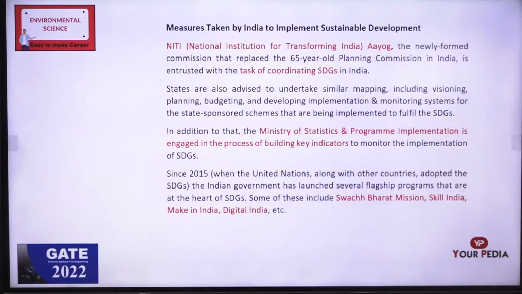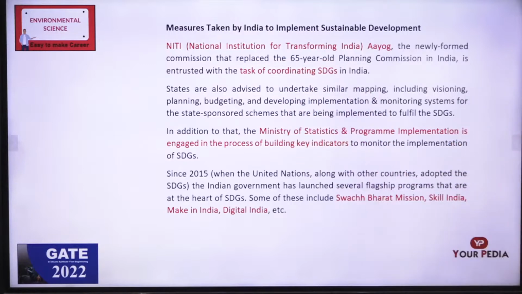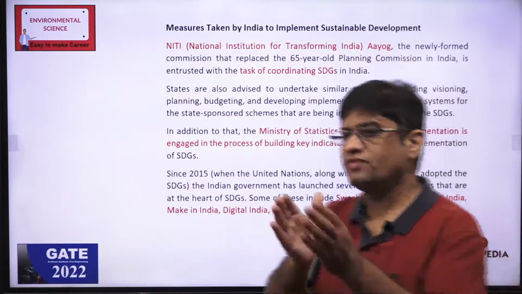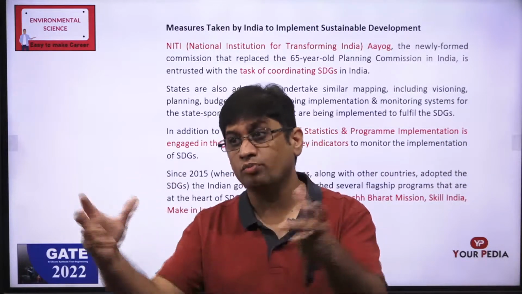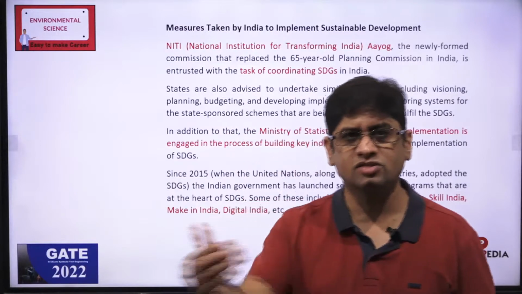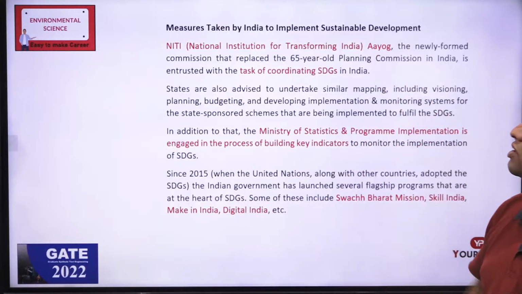Okay, what are the measures taken by India to implement sustainable development? Now this is very important. There are two names coming, NITI Aayog and Ministry of Statistics and Program Implementation. NITI Aayog earlier was called Planning Commission. When India got independence, 5-year plans used to be there, and Planning Commission was given the responsibility to make those 5-year plans. But after this government came in 2014, the Planning Commission was renamed NITI Aayog. The new name, National Institute for Transforming India.